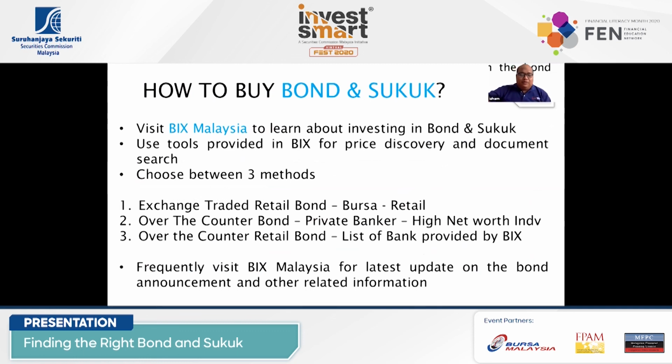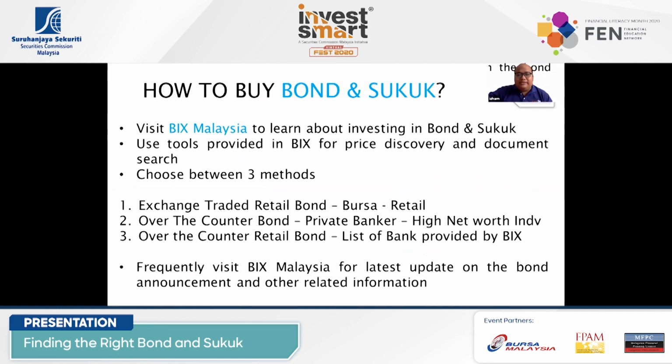So we come to the almost final one. How do I actually buy bond and Sukuk in Malaysia? There are actually three methods. The first one is exchange traded retail bond. This one is by Bursa. You can talk to your broker and say that you're interested to buy retail bond, and they have a list of bonds that you can purchase.